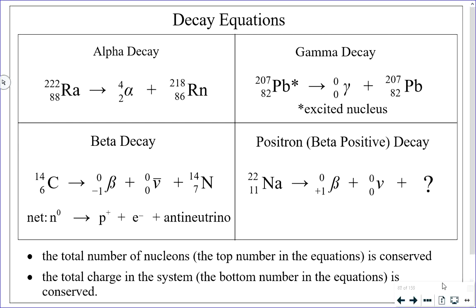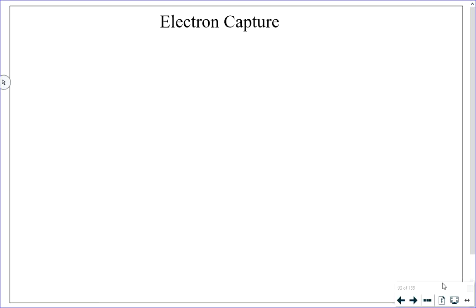Positron decay, well, you need to remember that it's a positive electron accompanied by a neutrino, and you ought to be able to figure out the product by looking at conservation of nucleons, conservation of charge, and you ought to be able to figure out the net change. Are you with me on that? Okay. Electron capture is the final thing that we've learned about.